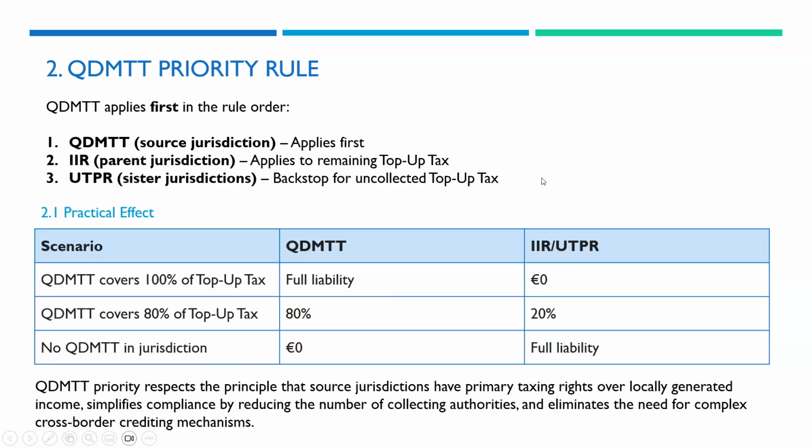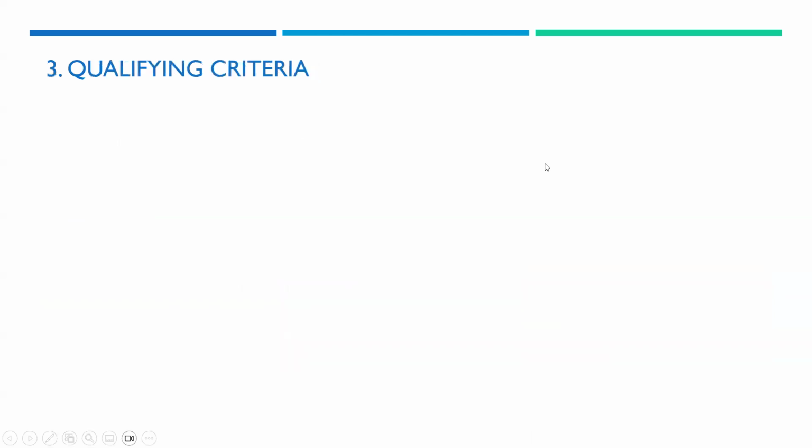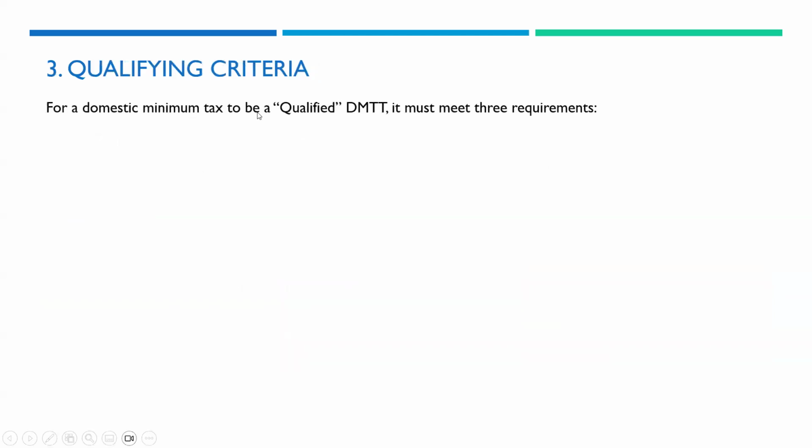So basically, we have been using the word QDMTT. What is this qualified? Let's say all countries would have their own DMTT, right? Domestic minimum top-up taxes. How can it be elevated into a qualified status? You have to understand that if any country has a DMTT, that doesn't automatically come into the priority rule. It would come into the priority rule only if it is a QDMTT. Now, what makes a top-up tax regulation of a country into a qualified status? For a domestic minimum tax to be a qualified DMTT, it must meet three requirements. Then only the OECD will give you qualified status.